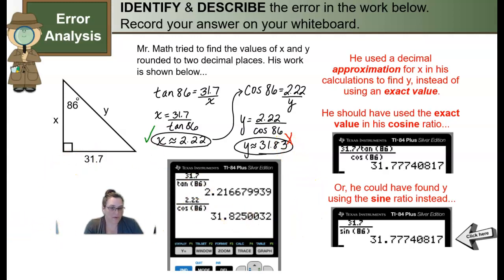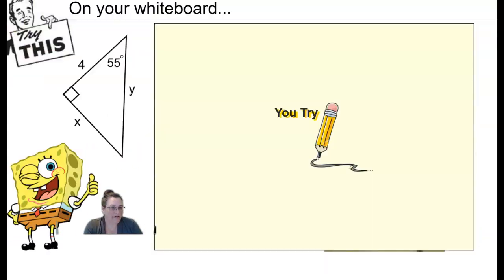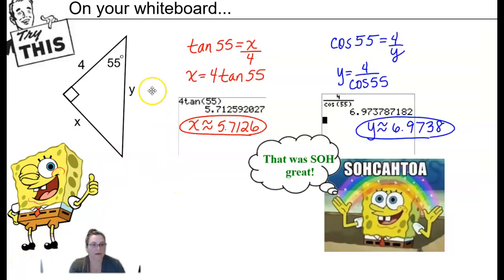So with that lesson learned, go ahead and try this problem on your own, where you're given the length of a side and the angle 55 degrees in a right triangle, and you want to find the remaining 2 sides, x and y. So go ahead and pause the video, try that on your own, and when you're ready to resume, you can restart.